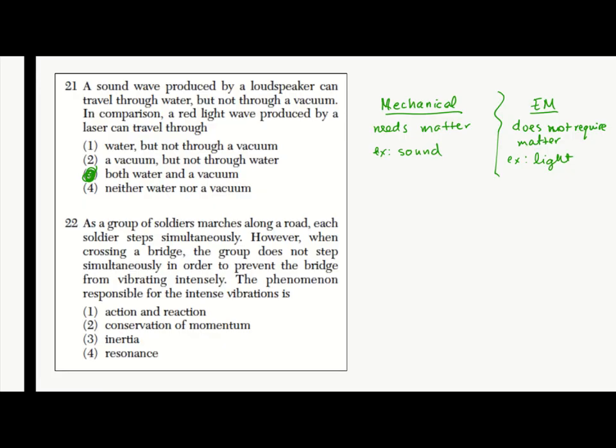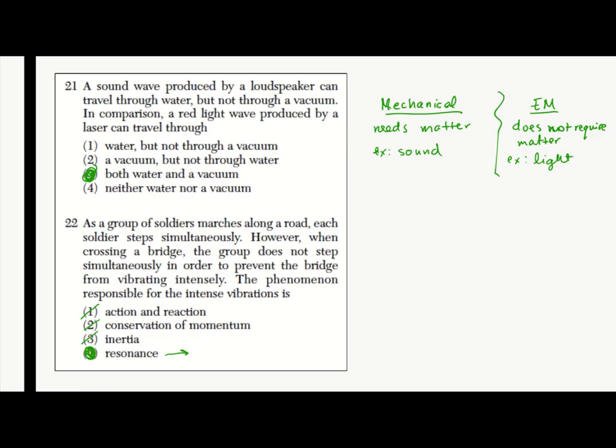All right, number 22, a group of soldiers marches along a road. Each soldier steps simultaneously. When crossing the bridge, the group does not step simultaneously in order to prevent the bridge from vibrating intensely. The phenomenon responsible for the intense vibrations is resonance. Essentially, this phenomenon is all wave related. The rest of these are not wave related, since we're in the subject of waves anyway.